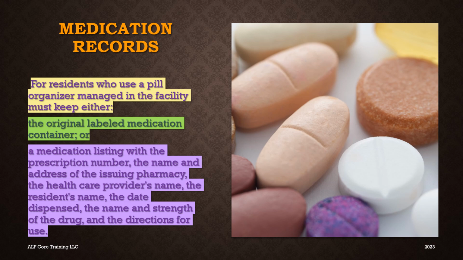Medication records. For residents who use a pill organizer managed in the facility, the facility must keep either the original label or a medication listing with the prescription number, the name and address of the issuing pharmacy, the healthcare provider's name, the resident's name, the date dispensed, the name and strength of the drug, and the directions for use.